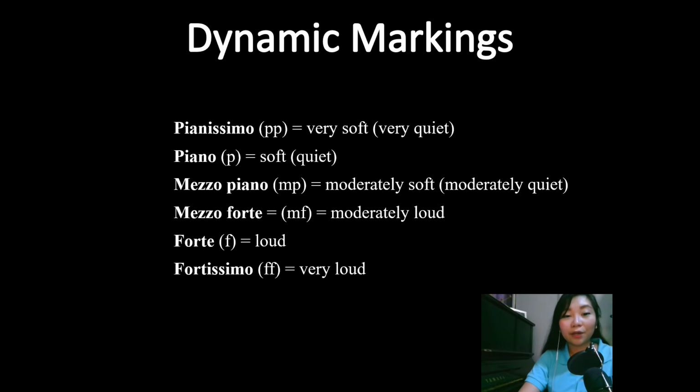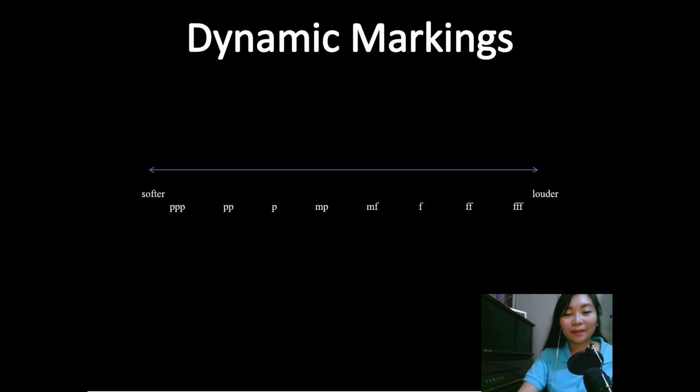For example, we have here pianissimo, and the abbreviation or the symbol for this one is double P, which means very soft or very quiet. For piano, we have P, which means soft; mezzo piano, MP, which means moderately soft or moderately quiet; mezzo forte, MF, which means moderately loud; forte or F, which means loud; and fortissimo, FF, meaning very loud.